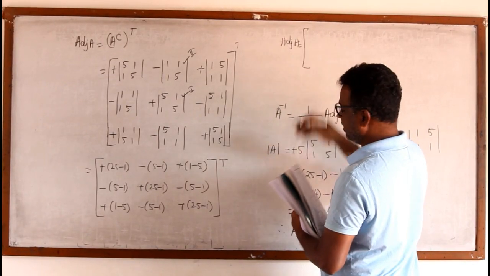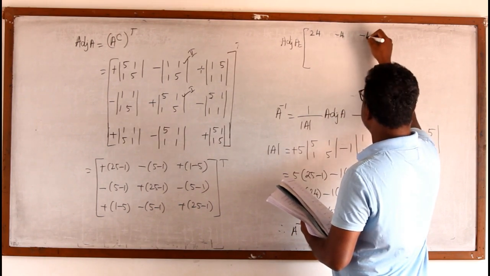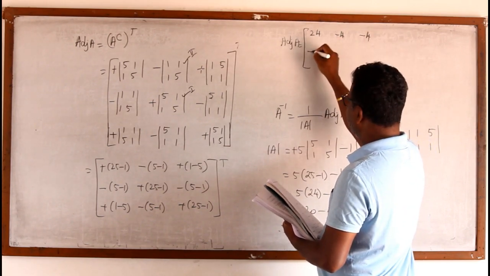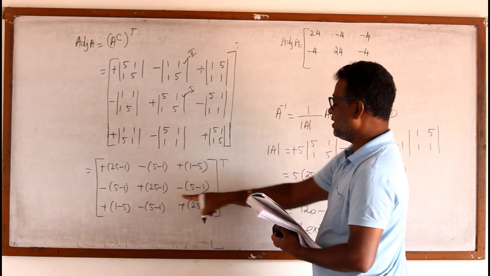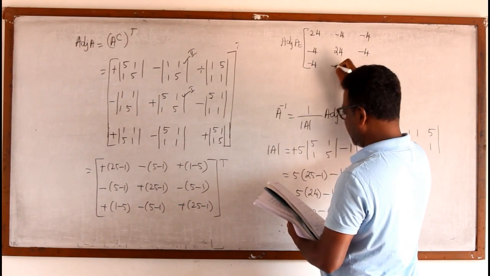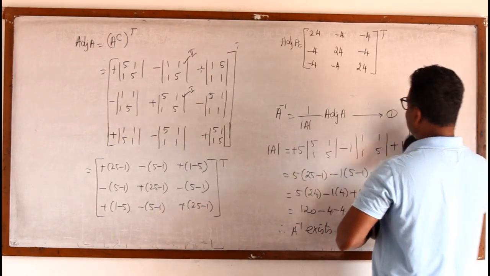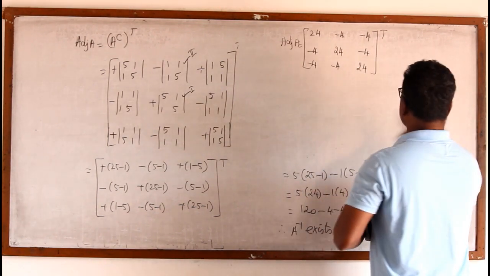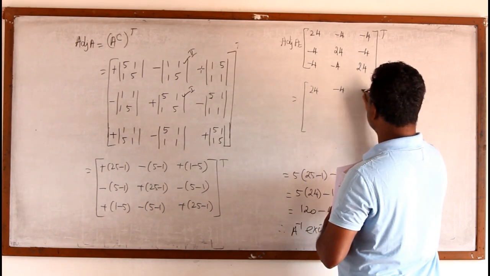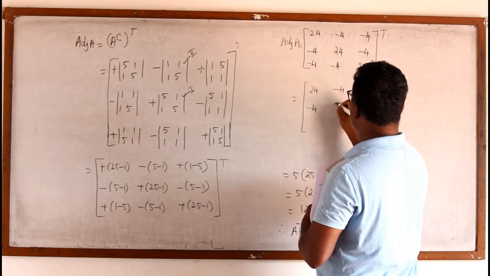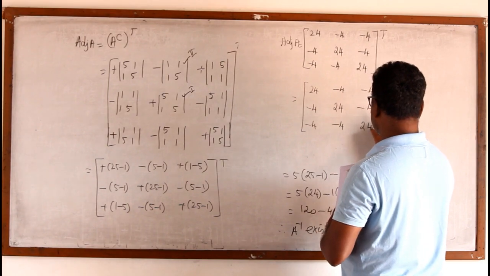Therefore, adjoint of A equal to plus 24. It is 4, so minus 4, minus 4. 4, so minus 4, plus 24. 4, so minus 4, because of this minus sign. It is minus 4, 24, the transpose. Therefore, when I transpose this, all the columns will become rows: 24, minus 4, minus 4, minus 4, 24, minus 4, minus 4, minus 4, 24.